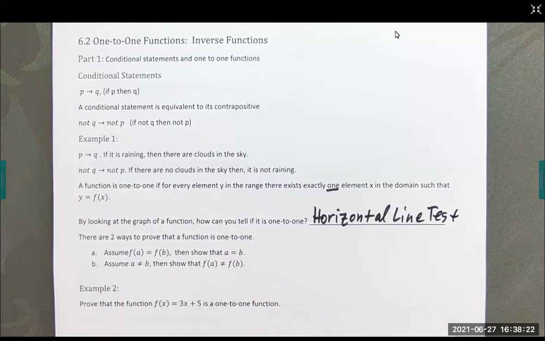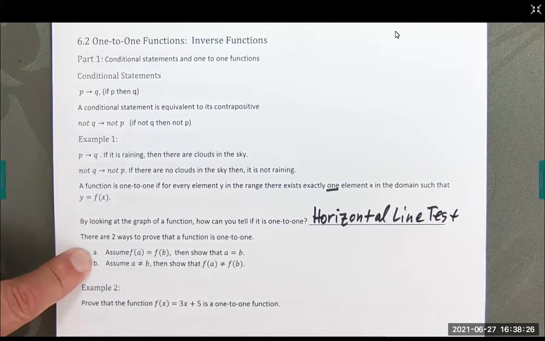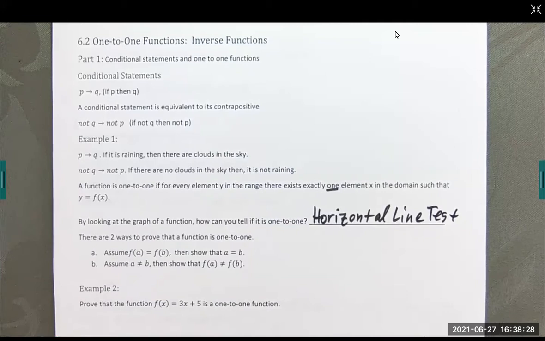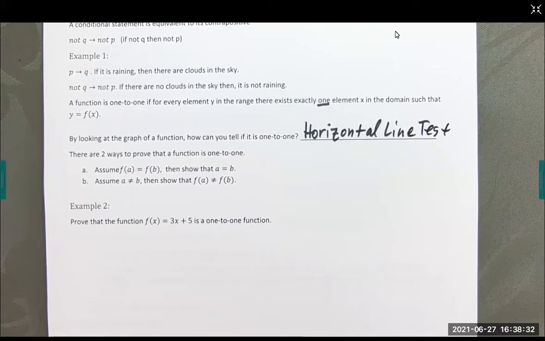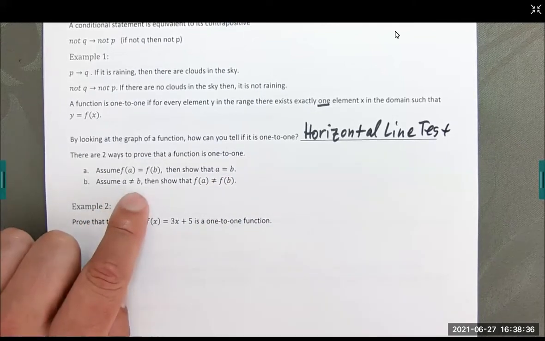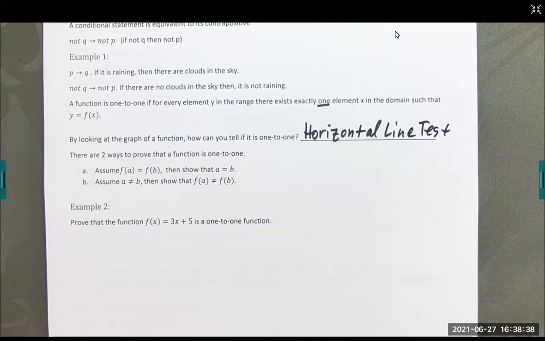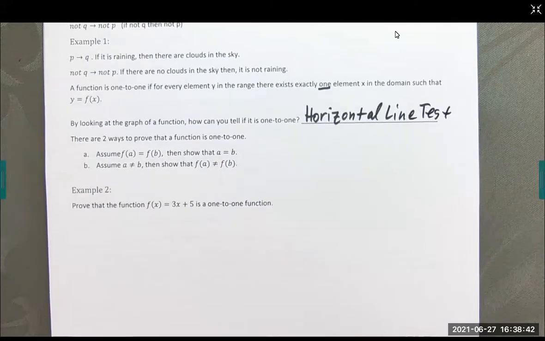There are two ways to prove that a function is one-to-one. This is much higher up mathematics than you'll need, but this is the formal way to show that something is one-to-one. You assume that f of a equals f of b, and then you have to prove that a equals b. Or you can assume that a doesn't equal b, then you can show that f of a does not equal f of b. We're not going to do that. We're going to use the horizontal line test, which is not particularly difficult.